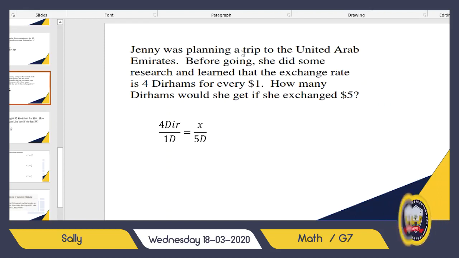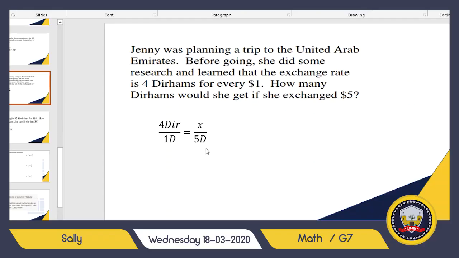Jenny was planning a trip to the United Arab Emirates. Before going, she did some research and learned that the exchange rate is 4 dirhams for every $1. How many dirhams would she get if she exchanged $5? So here the unknown is the dirhams. Okay, so here I have givens 4 dirhams for $1. So how many dirhams would she get if she has $5?